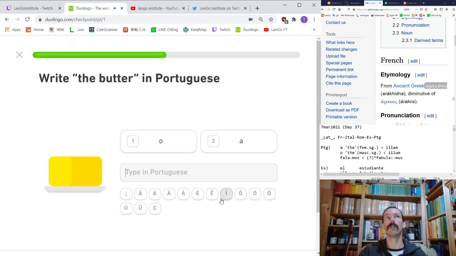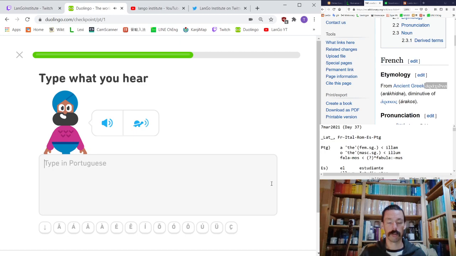Butter was manteiga, I think, something like that. Elas falam com eles. Elas falam com eles.